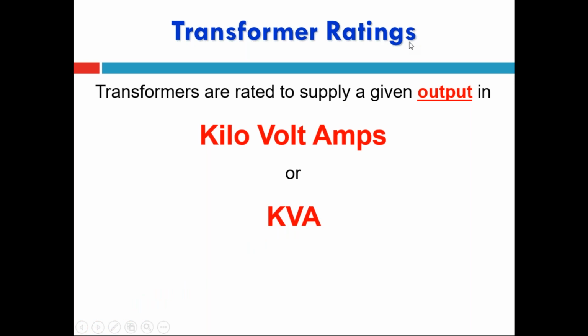If you see a transformer, its output rating is always represented in kVA, kilovolt amperes. This is the power rating of a transformer. But the power rating of a motor and generator should be represented in kilowatts. What is the reason? If you see a generator and motor, is there any power factor available here?